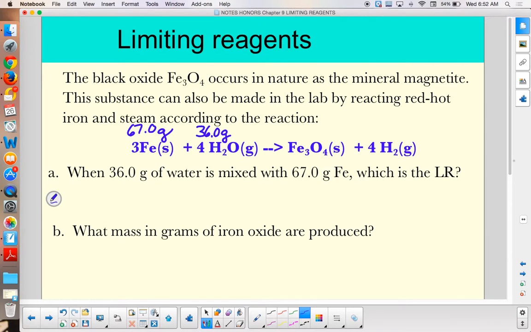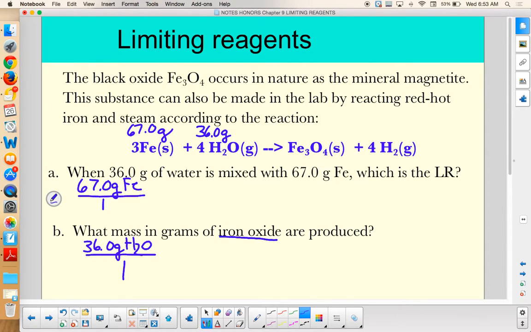So the first thing that I do when I set up these problems is I take each of those amounts and convert them to grams of one of the products. I can also look ahead in the question when it has several letters A, B, C, and I can see that in the end they're going to want me to know the mass of the iron oxide, which is this one. So I'm going to take these beginning amounts and convert them into grams of iron oxide.